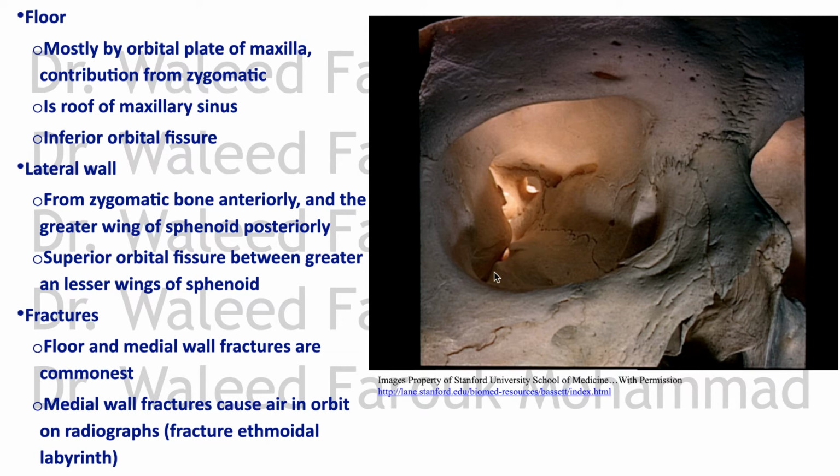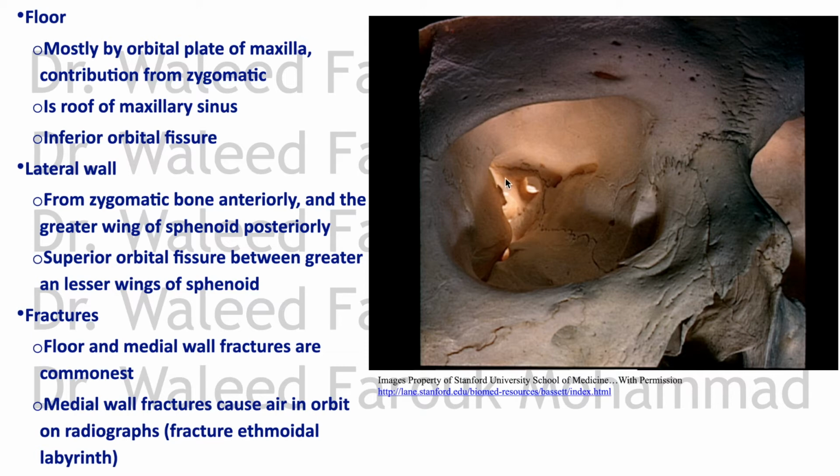Now in the floor is the inferior orbital fissure. Actually, it's on the lateral side of the floor, between it and the lateral wall. The lateral wall is formed anteriorly by the zygomatic bone, and posteriorly by the greater wing of the sphenoid. As you can see here, this is the suture between the two, and the superior orbital fissure, the one you see here, is between the greater and lesser wings of sphenoid, and this is a very common question.